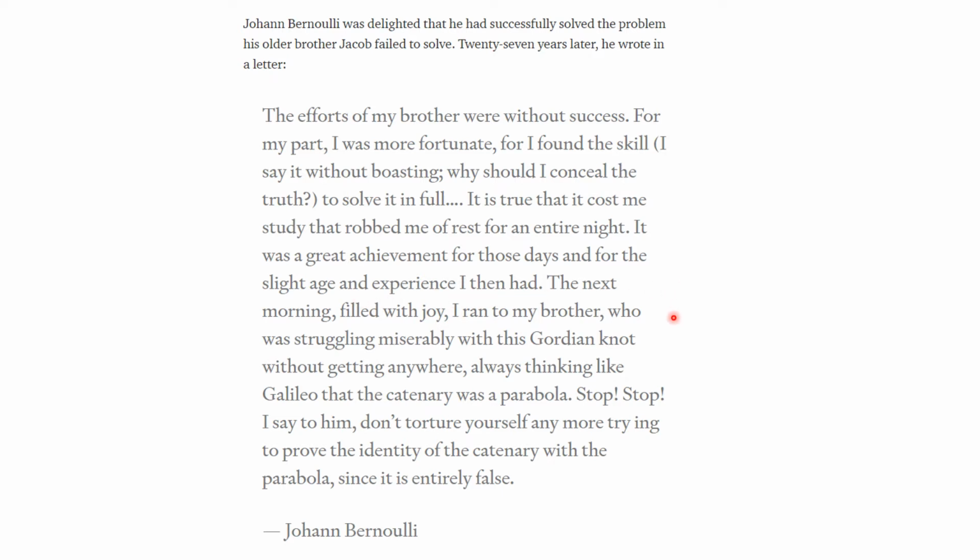The next morning, filled with joy, I ran to my brother, who was struggling miserably with this problem, not getting anywhere, and always thinking like Galileo that it was a parabola. Stop, stop, I say to him. Don't torture yourself any more trying to prove the identity of the catenary with a parabola. It is entirely false."